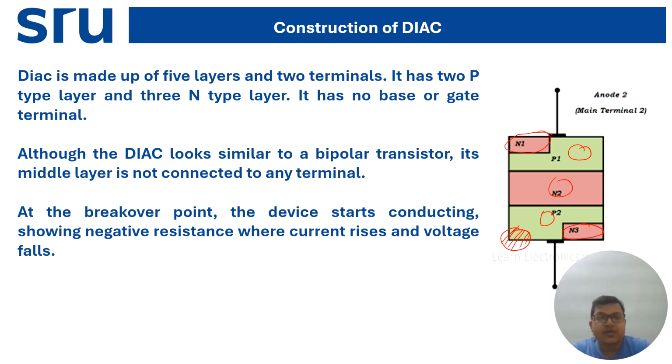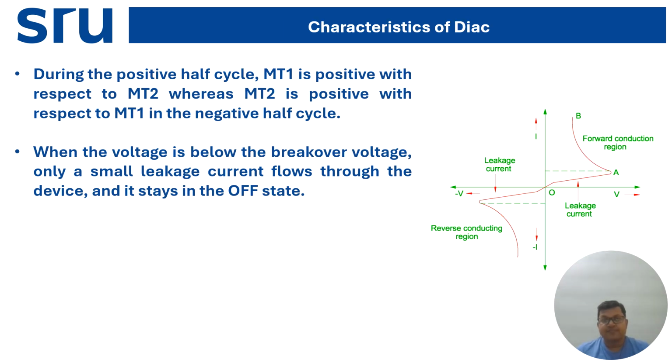Okay. At the breakover point, the device starts conducting, showing negative resistance where current rises and voltage falls. This is very interesting, the negative resistance region. We have noticed this kind of phenomenon during our discussion of the tunnel diode. So this negative resistance region stands for the increment of current with the decrement, or fall, of voltage. This is like the opposite. Okay.